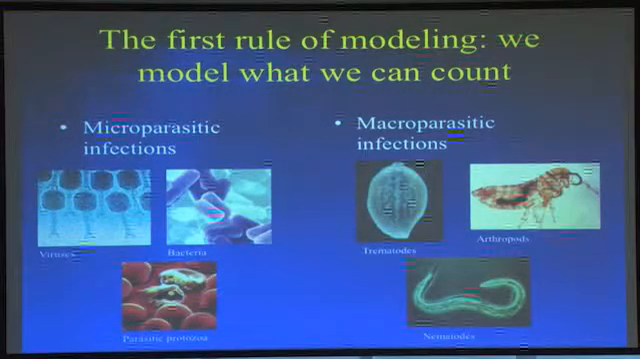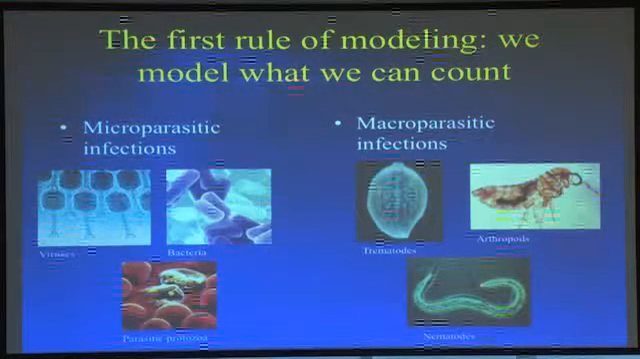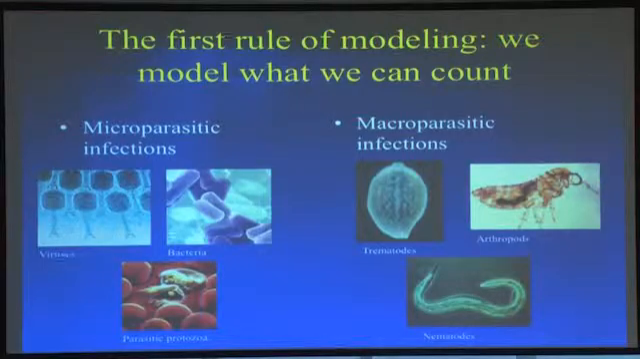You can count, for example, the number of nematodes in a cow, or in a cat, or in a dog. You can count the number of flukes in a sheep. So if we're modeling those kinds of macroparasitic infections, we count the parasites and we model the number of parasites. If you're dealing with viruses or bacteria or parasitic protozoa, there's not a cat's chance. I use the term advisedly. There's not a cat's chance of actually counting those.